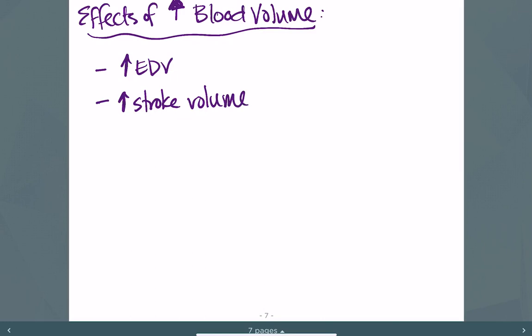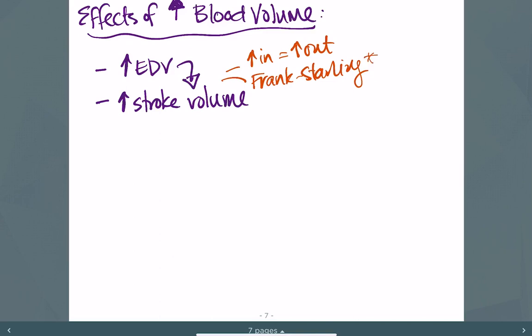Can you answer the question why? Why does an increased end diastolic volume equal an increased stroke volume? Well, more in is going to equal more out, right? Simple as that. If you fill a cup with more liquid, when you go to dump that cup out, you have more liquid to dump out. But it's more than that with stroke volume, because the increased volume is going to activate the Frank-Starling mechanism. So the increased volume actually increases contractility. So that's the added bonus of the Frank-Starling mechanism.